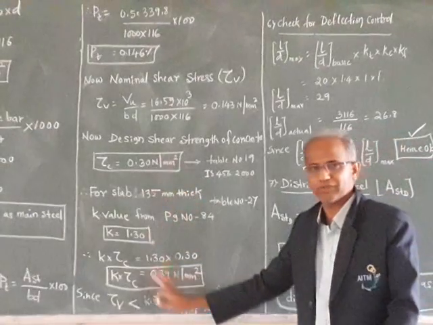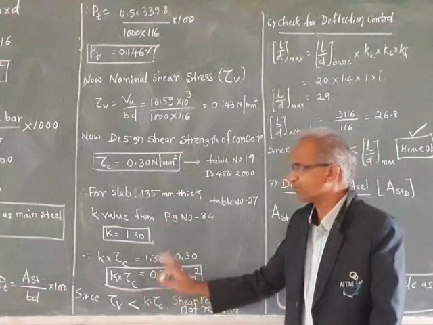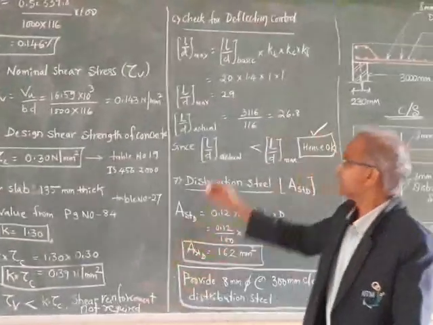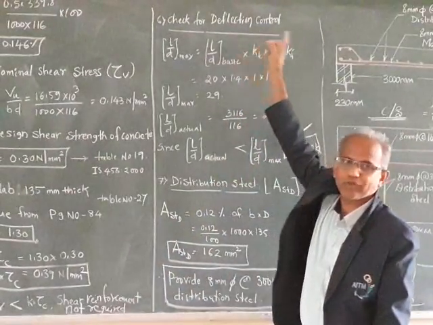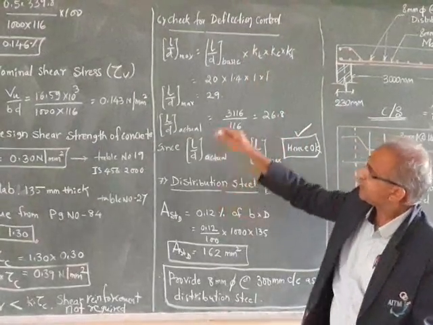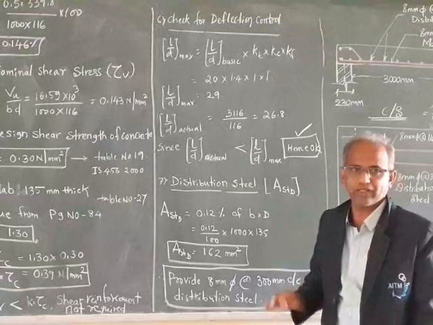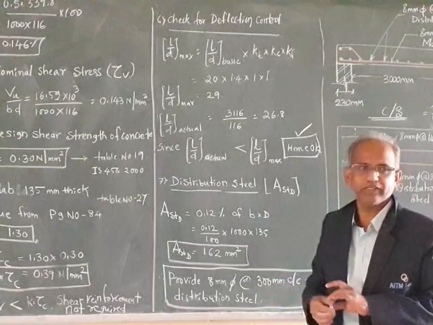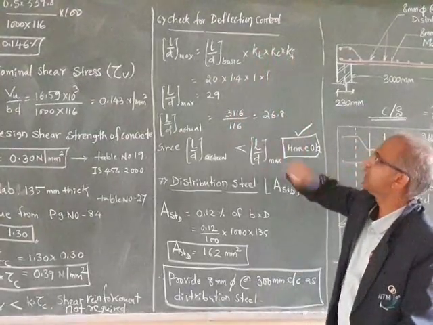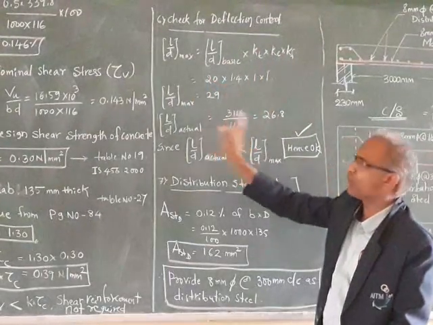Okay, so this is one of the important steps you have to remember. So once this check is over, now the next check is check for deflection control. Okay, so whatever the reinforcement we have provided or whatever the dimension we have provided, whether these are sufficient to take the deflection, that we are going to check. So as usual, same procedure we are going to follow.